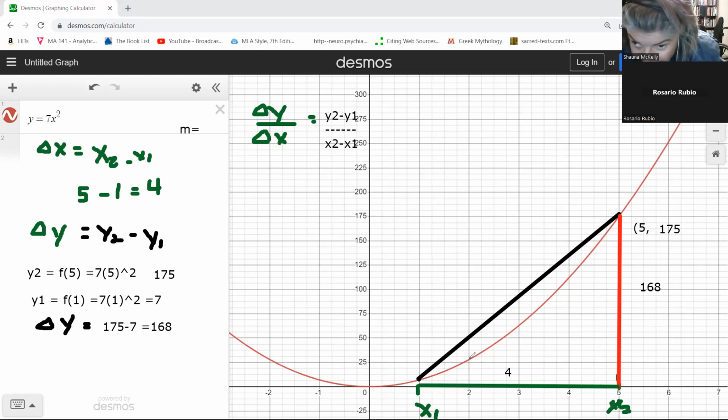So if I were to pick, watch, let's keep X2 there. So let's keep X2 where the blue dot is. Let's move X1 up the curve. Let's move X1 to right here. Okay. Now what happens is this. I get a different slope, right? Because now my triangle looks like this.